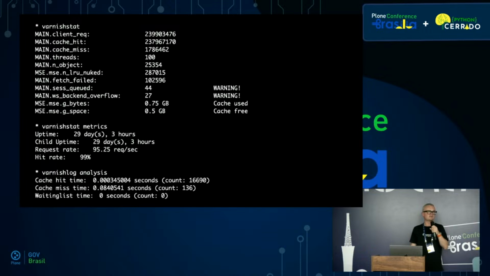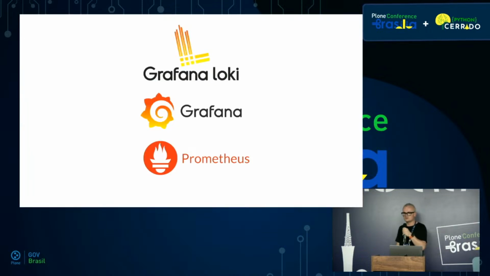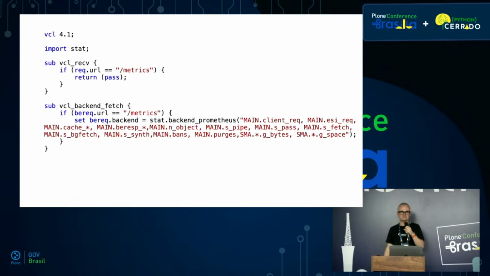But we also believe that we shouldn't reinvent the wheel. So why not use tools like Loki and Grafana and Prometheus to do that? In terms of centralizing metrics, we also have this custom vmod called vmodstat, which allows you, in the uniform format that Prometheus has, to do /metrics, and it will intercept that.